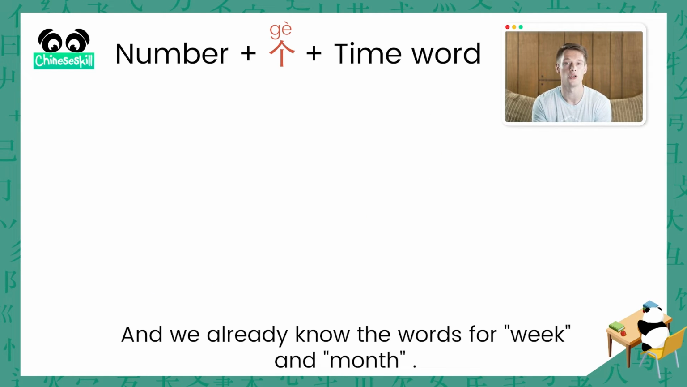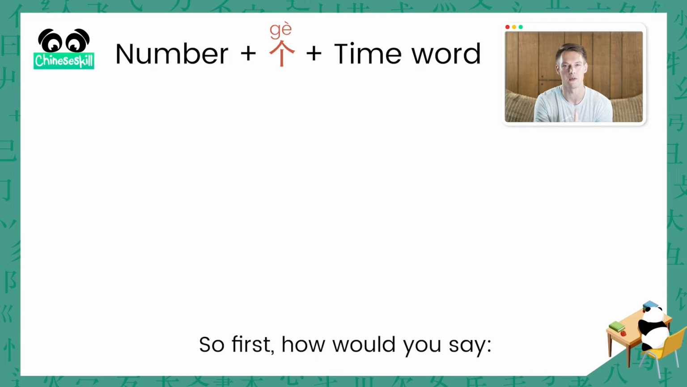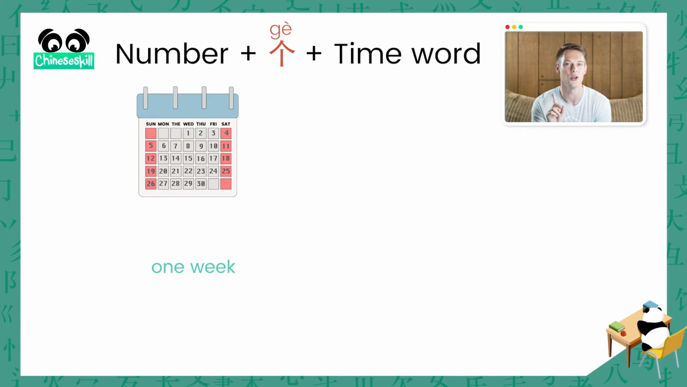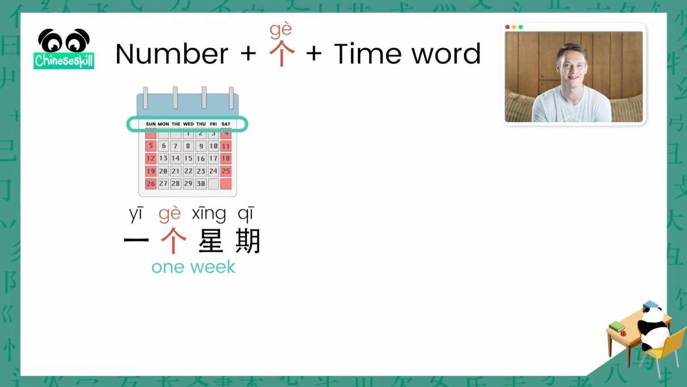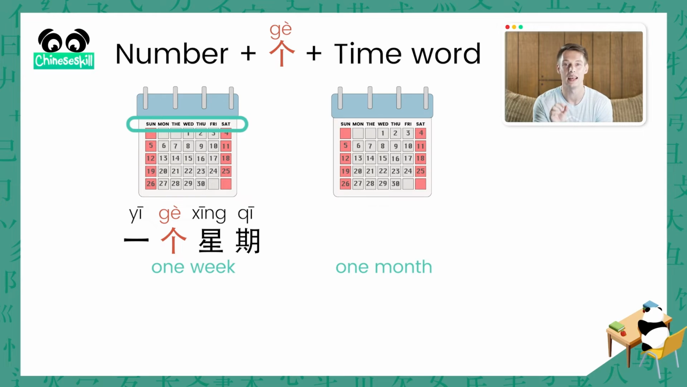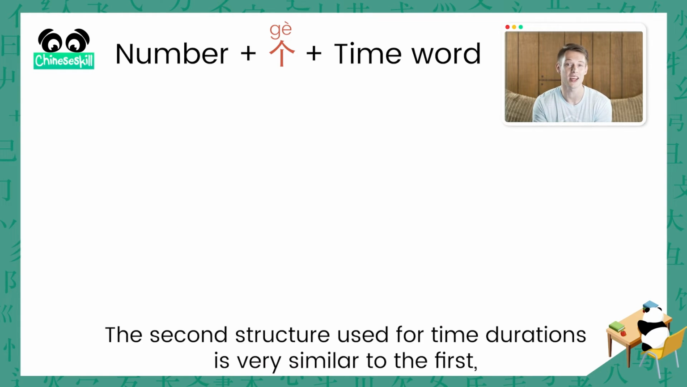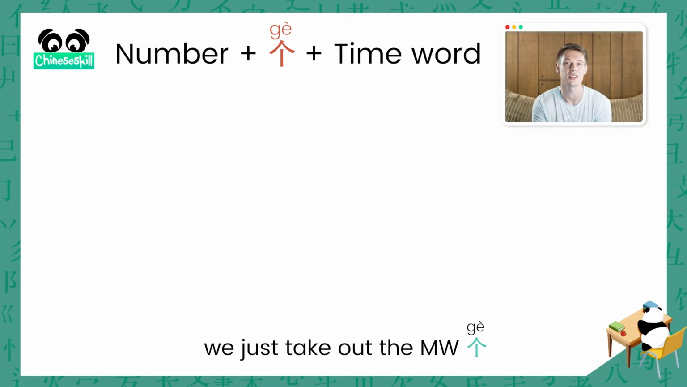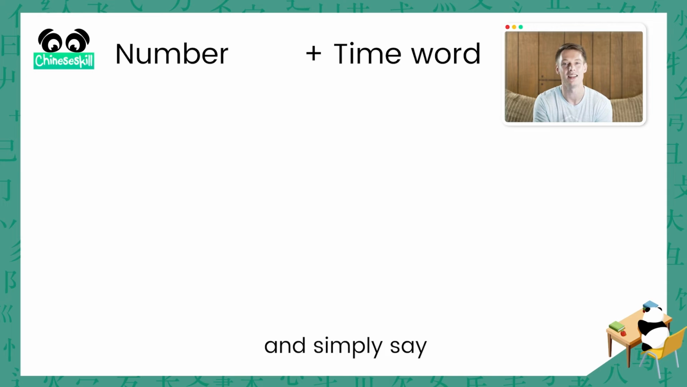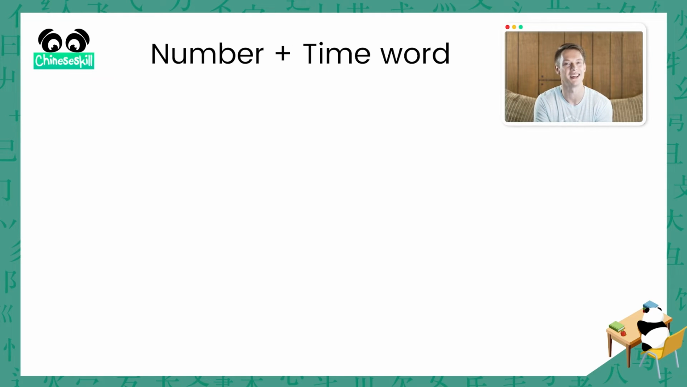And we already know the words for week and month. So first, how would you say 1 week? 一个星期, 1 week. Now, how would you say 1 month? 一个月, 1 month. Good. The second structure used for time durations is very similar to the first. We just take out the measure word ge and simply say a number plus a time word.